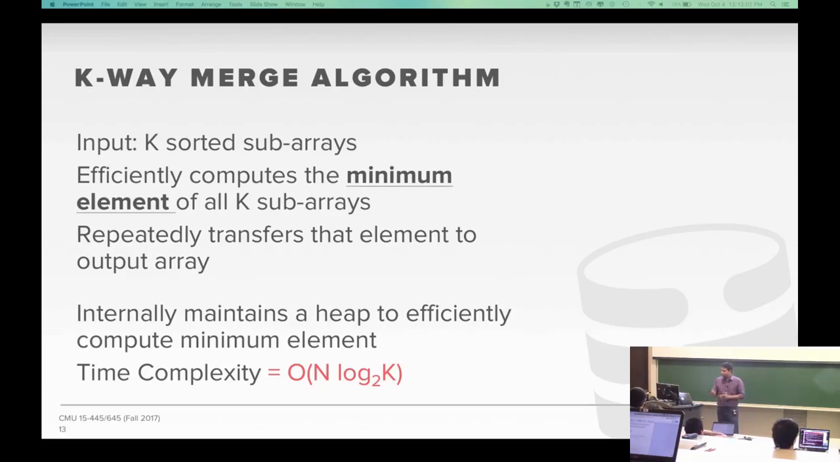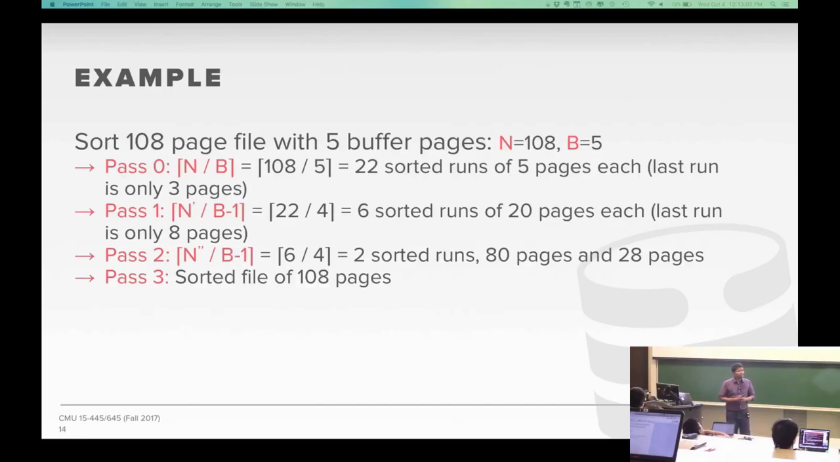Okay. So let me illustrate this with an example. So let's say we want to sort a file that contains 108 pages, and let's say we have 5 buffers. So in this case, n is 108 and b is 5, okay? And we want to make use of all the 5 buffers. So in the zeroth pass, we first construct a set of sorted runs where each run contains 5 pages, okay? So every 5 pages you read it in, you sort it and write it back. So we construct 22 sorted runs, each containing 5 pages. Okay, ignore the last run.